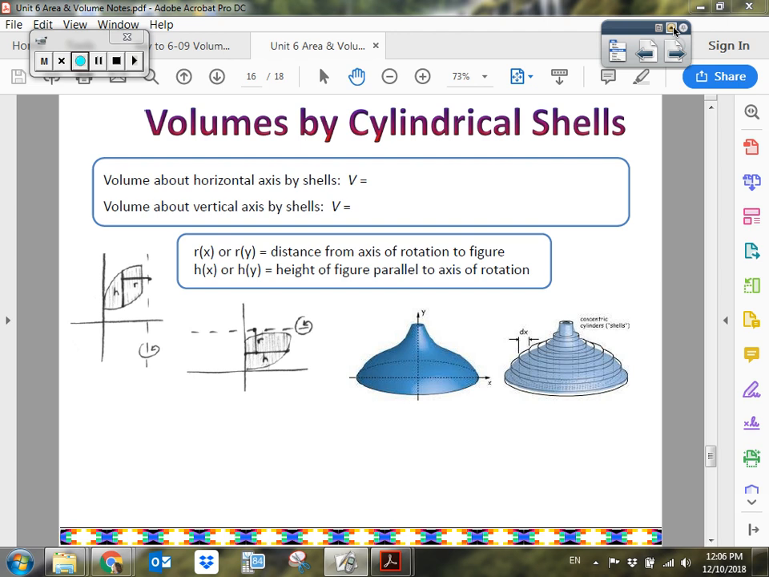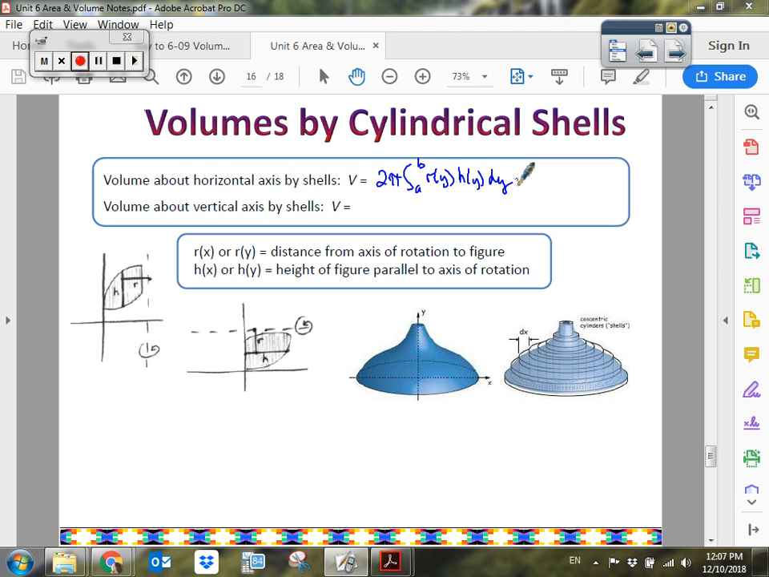So let's write down the formulas first. If we are going to be doing volume about a horizontal axis, our formula is going to be 2 pi integral from a to b of r of y times h of y dy. Now we're going to talk about what those functions r and h are in just a moment.